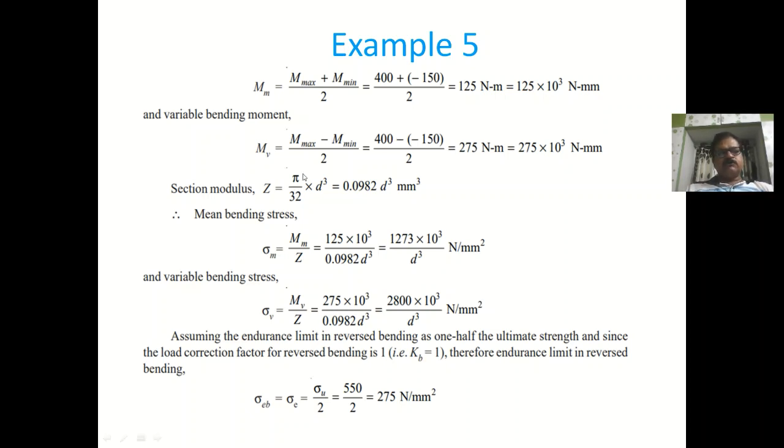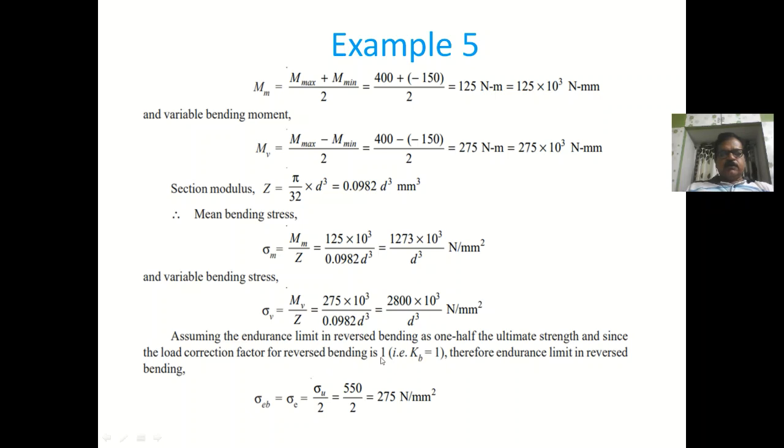The section modulus is pi by 32 d cube, that is 0.0982 d cube. The mean bending stress is the mean bending moment divided by the section modulus 0.0982 d cube, and it is 1273 into 10 power 3 by d cube. Variable bending stress is the variable bending moment 275 into 10 power 3 divided by the section modulus 0.0982 d cube. So one is 1273 divided by d cube and another is 2800 by d cube.